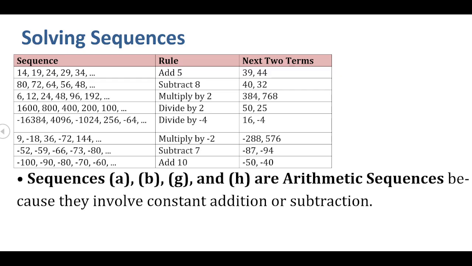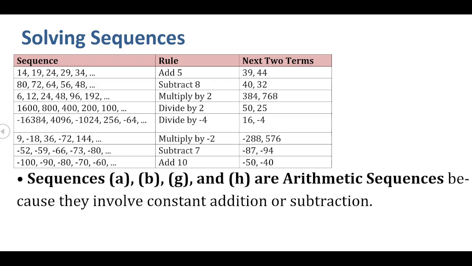The next one is 80, 72, 64, 56, and 48. First we see the rule is subtract 8, because 80 minus 72, the difference is 8. So we can see the next two terms are 40 and 32.